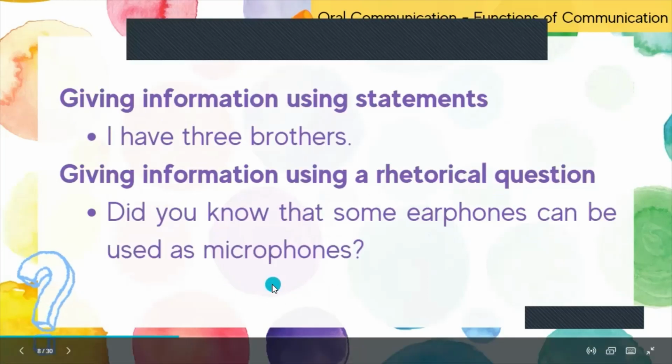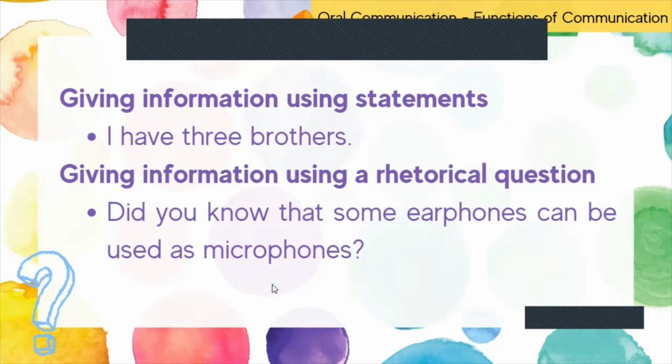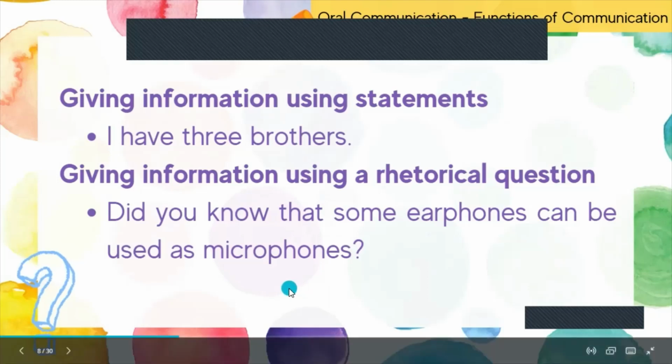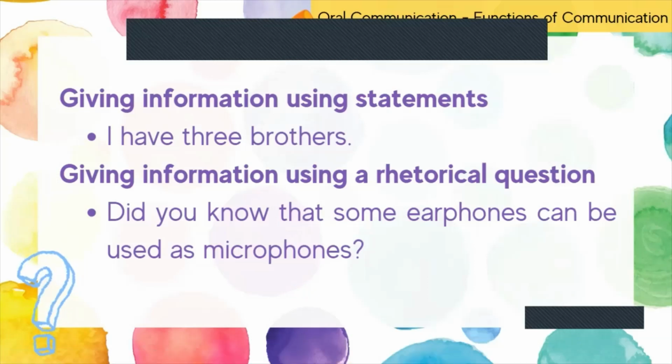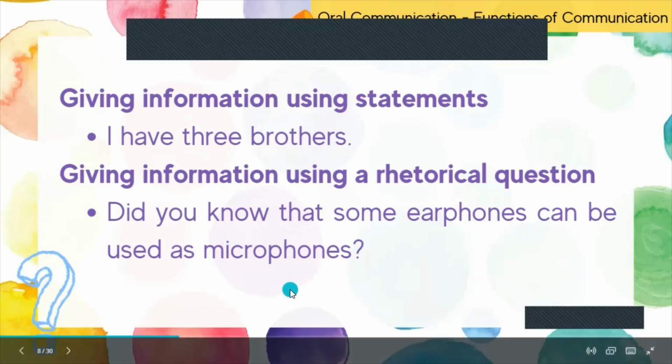Moving forward, giving information includes the use of statements. This is when you say, I have 3 brothers. With that, you are using a statement to give information to your audience. Another thing, we give information when we use a rhetorical question. This means that at the moment that you are asking, you are also giving information.